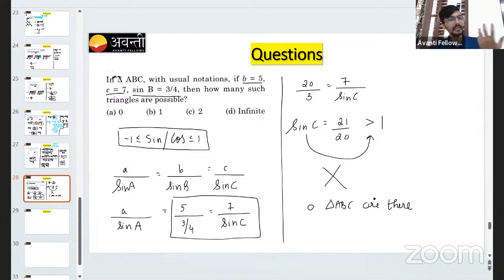It means such a triangle cannot be formed where the length of b is 5, the length of c is 7, and the value of sin B is 3/4, because the value of sin C is greater than 1. So 0 triangles, which means I guess it is option A. Got it? So I guess this is all for today. You can look at the questions again and we'll end the session here.